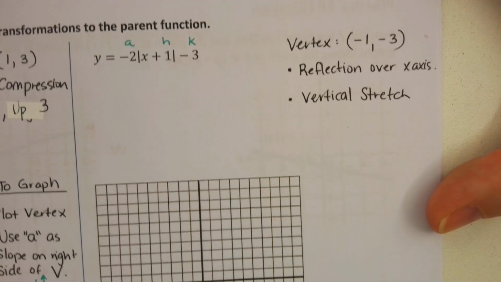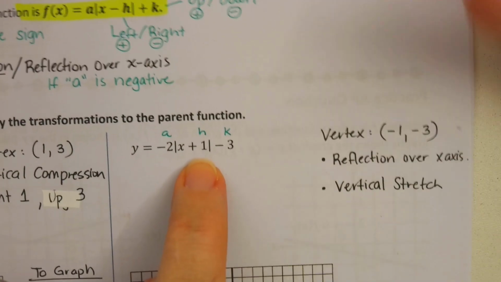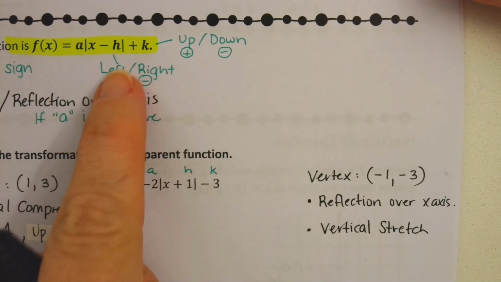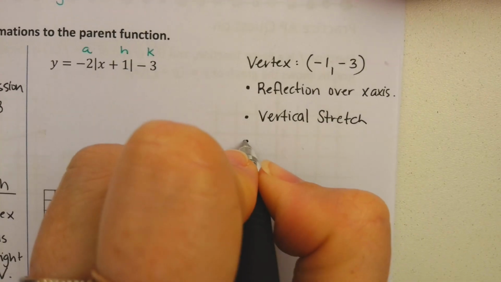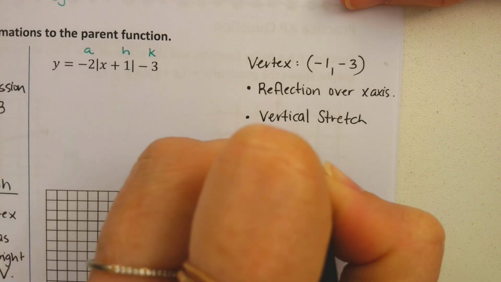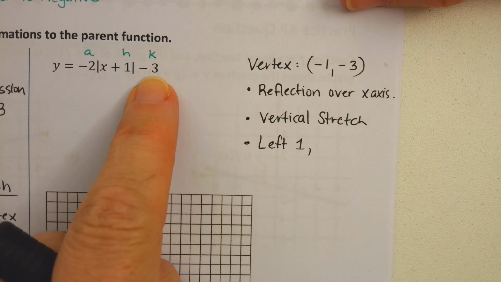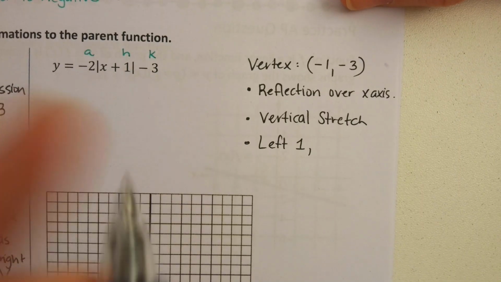Okay, and then the H, based on the fact that it's a +1, does plus mean it moves left or right? Left 1, good. Left 1, and based on the -3, it's going to move down 3, very good.